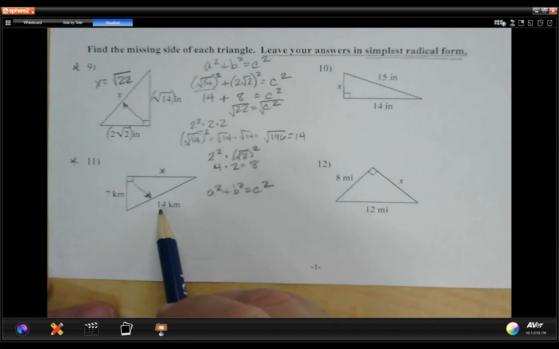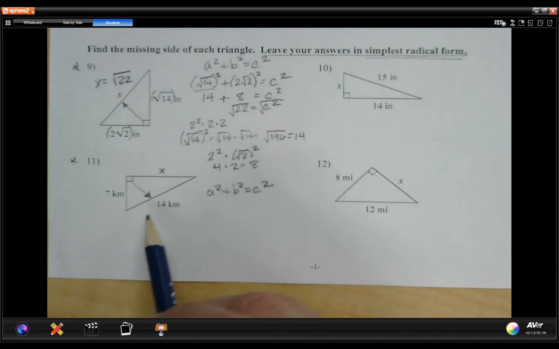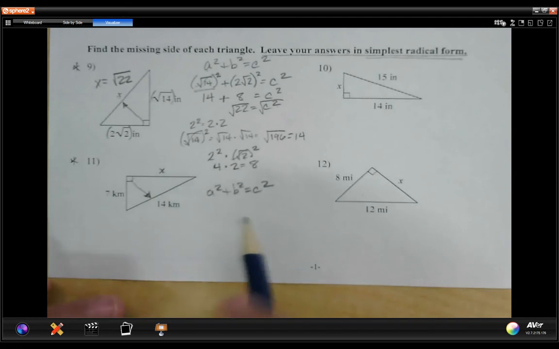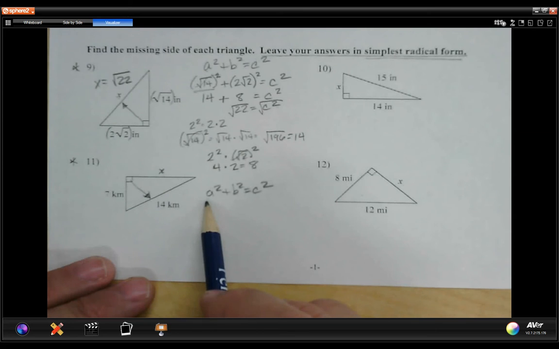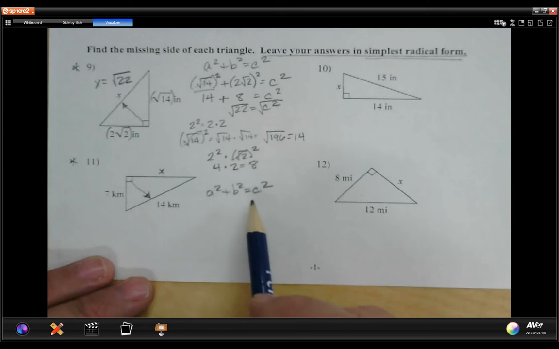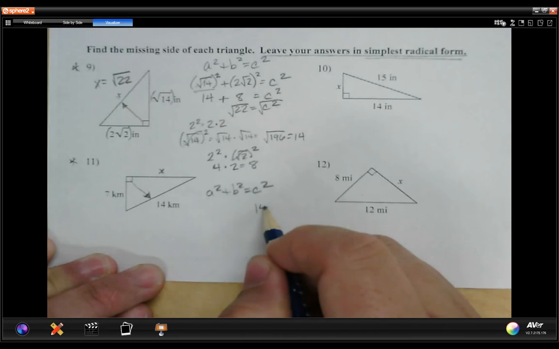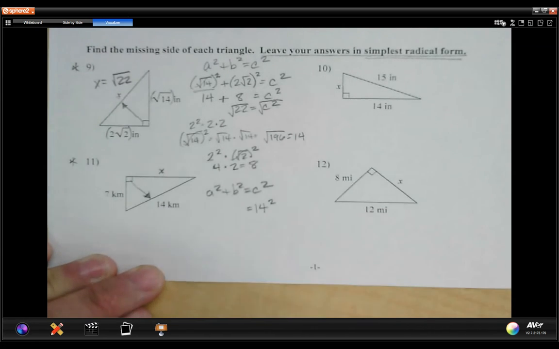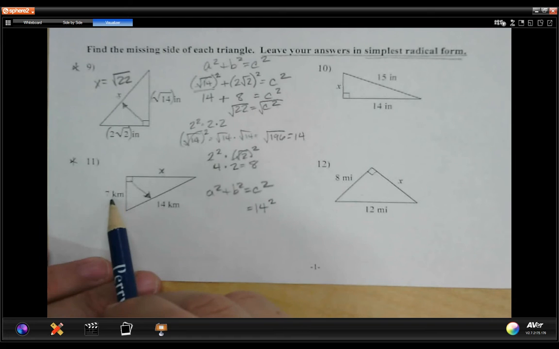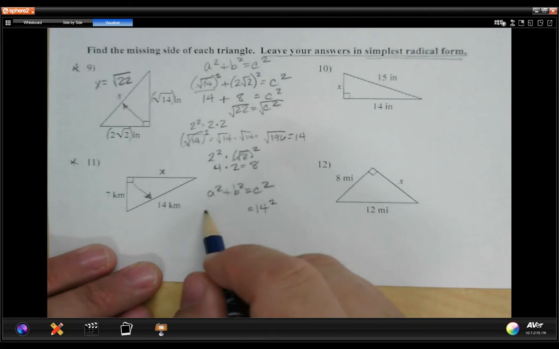So I know that 14 is my hypotenuse. Probably a good idea to go ahead and put that into your equation first. That way you don't get it confused, because again, these two doesn't really matter because of the commutative property, but it does matter that we get the c in the right spot. So let's go ahead and put 14 squared right over here. And then I'm going to take this 7, and we'll make that the a in this case.